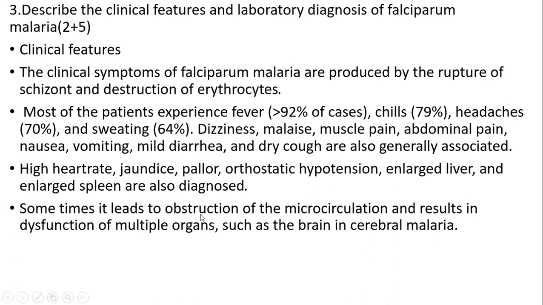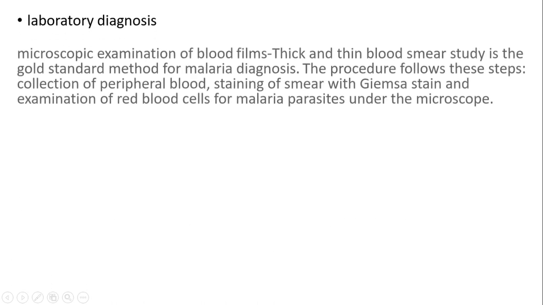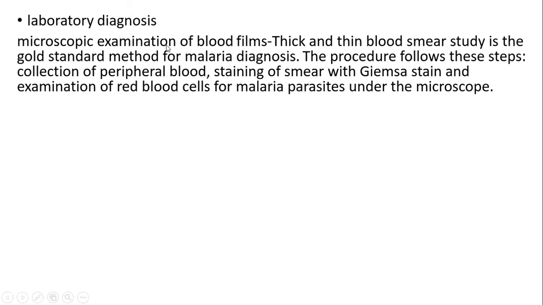Sometimes it leads to obstruction of the microcirculation and results in dysfunction of multiple organs such as the brain, causing cerebral malaria. Laboratory diagnosis: microscopic examination of blood films. The thick and thin blood smear study is the gold standard method of malaria diagnosis. This procedure follows the collection of peripheral blood, staining of the smear with Giemsa stain and examination of red blood cells for malaria parasite under the microscope.